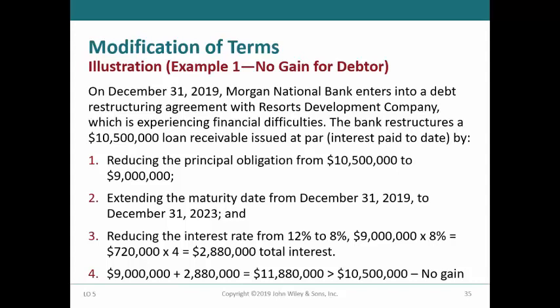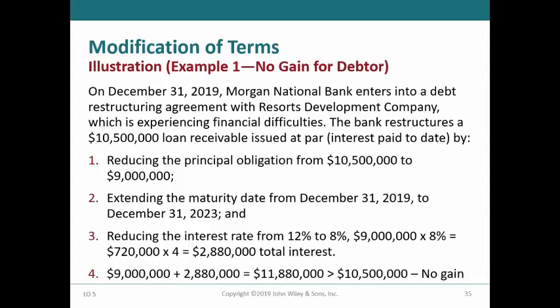In this illustration, Mortgage National Bank grants concessions to Resorts Development, which is experiencing financial problems. The first concession is to reduce the principal from $10,500,000, the amount currently due, to $9 million. Also, the bank extends the maturity date from December 31st, 2019 to December 31st, 2023 and reduces the interest rate on the loan from 12% to 8%. The interest rate will be 8% of the reduced principal of $9 million or $720,000 per year.